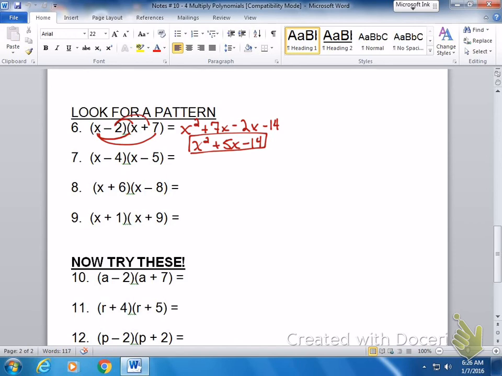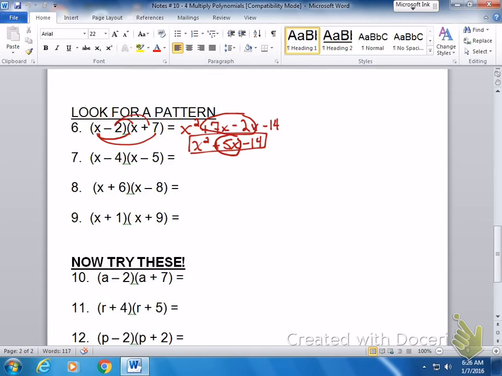If you kind of look, there is a pattern. We saw it on the front page as well. The first term is always the first two terms multiplied together. The last term is always the last two pieces multiplied together. The x squared, the negative 14. This middle term, the 5x, is always the sum or difference of the last two terms with an x on it. So I had negative 2 plus 7, which gives me positive 5, and I throw an x on there.